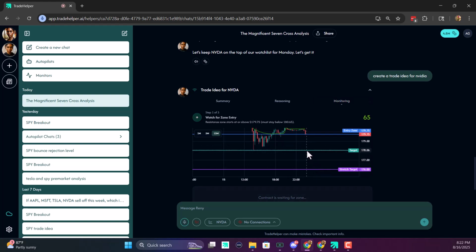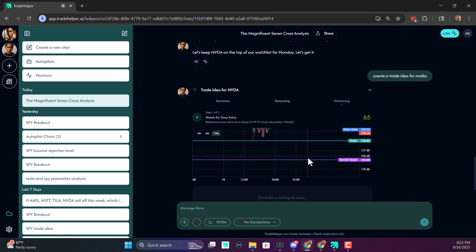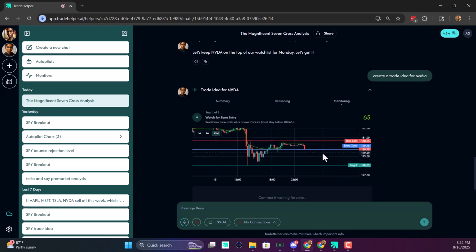So if you sell half at target and you want to hold the rest for a bigger play, you can give it a shot. We have stretch targets on every trade now. So now nobody's missing out.